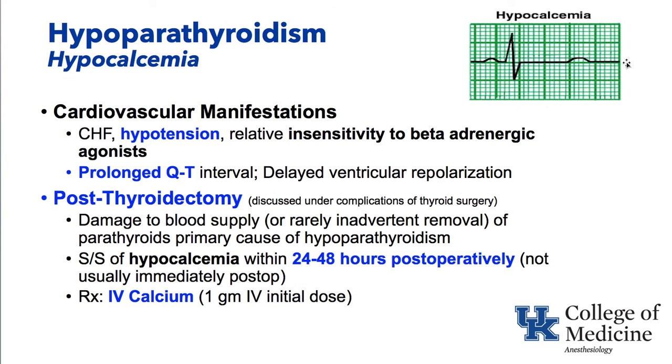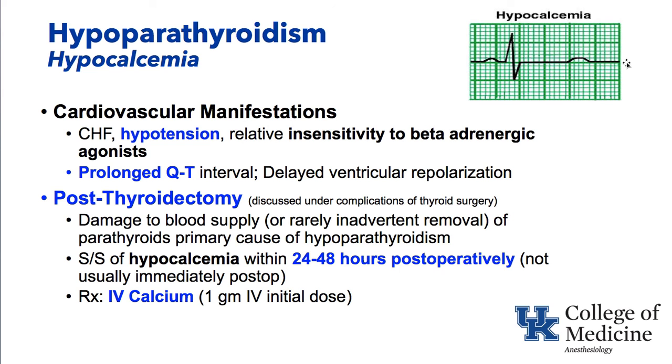Let's switch now to hypoparathyroidism, where the parathyroid is not producing enough parathormone, and the patient's going to be hypocalcemic in this case. At the top right is an electrocardiogram attempting to show a prolonged QT interval, which is something that we think about with hypocalcemia. So the cardiovascular manifestations of hypocalcemia: the heart may not function as well, the patient can be hypotensive, beta blockers may not work as well.